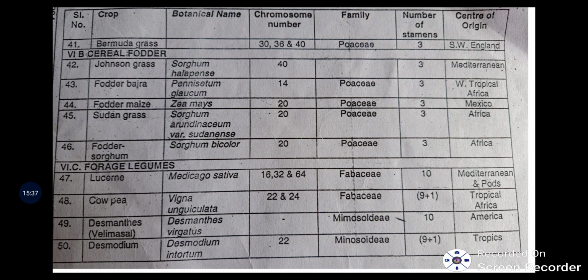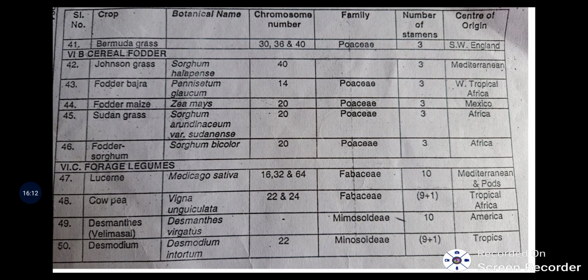Coming to the cereal fodders, important one is Johnson grass, that is Sorghum halepense, which has chromosome number 40. Remember, sorghum has 20 chromosomes in diploid form, and Johnson grass has 40 chromosomes. It also has 3 stamens and belongs to the Mediterranean, meaning the origin is Mediterranean countries. Fodder bajra, that is Pennisetum glaucum, having chromosome number 14 and center of origin is Western tropical Africa.